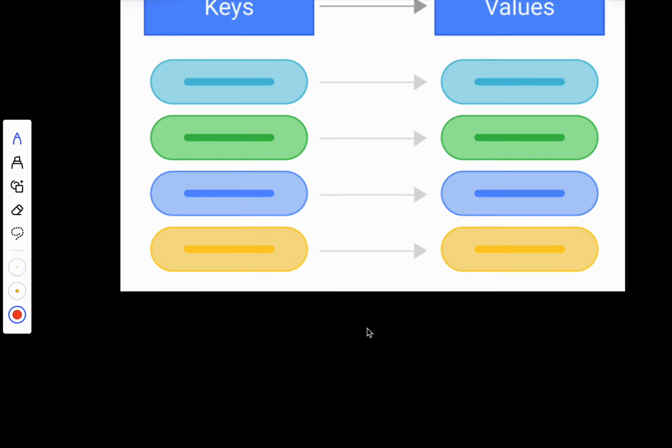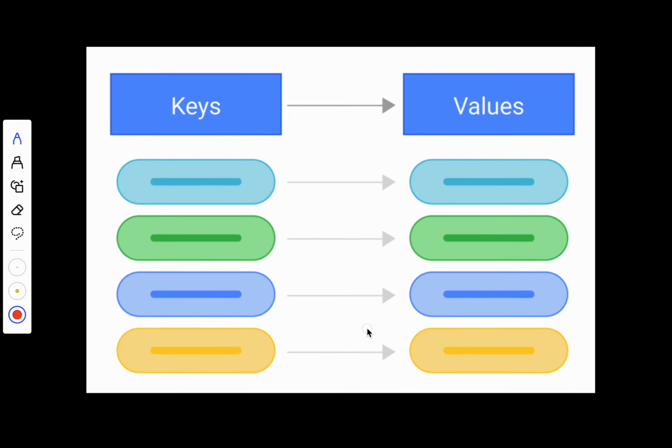Okay, let's try to understand how it works. First, we want to talk about the data model. We have keys and values. The key is a unique identifier, often a string, number, or combination of both. The value is the data or information you want to store. It can be text, JSON, XML, or any serialized format.